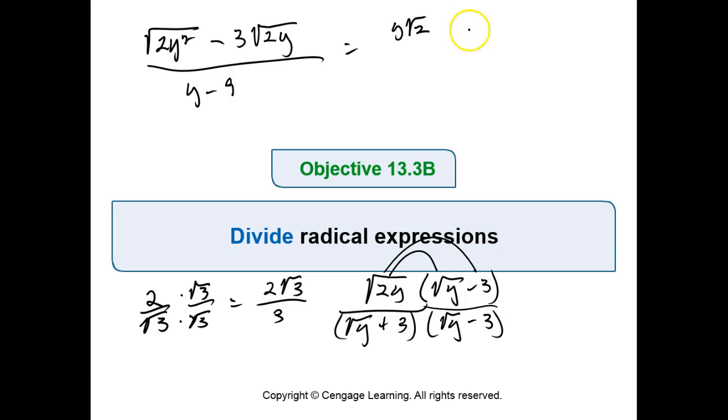But that's just the first term. The second term is nothing else you can do. 3 root 2y. Okay? And your denominator, y minus 9.